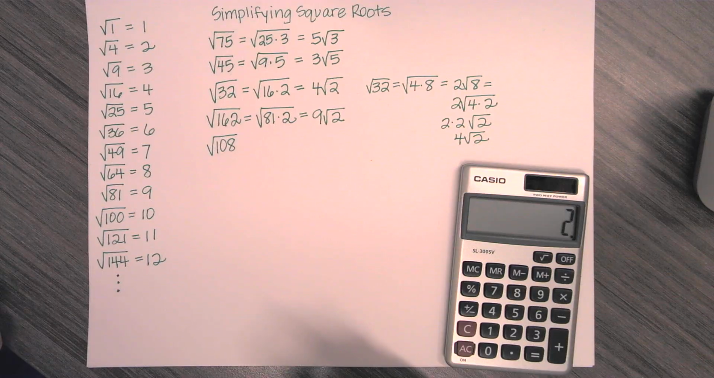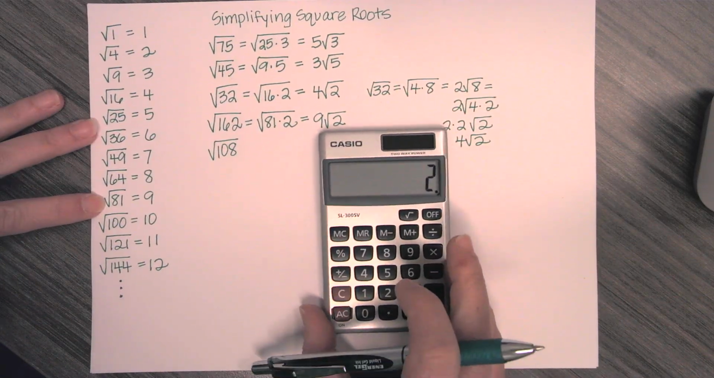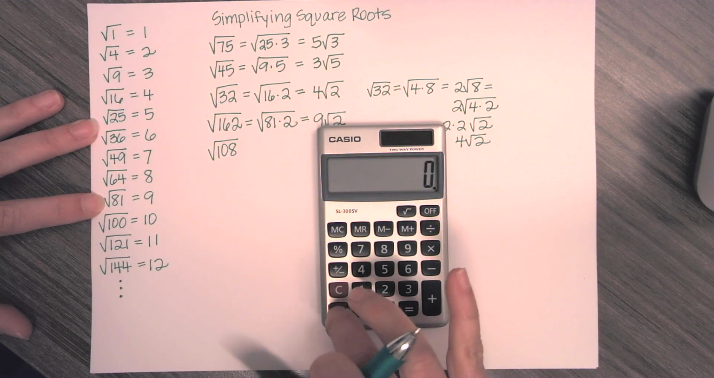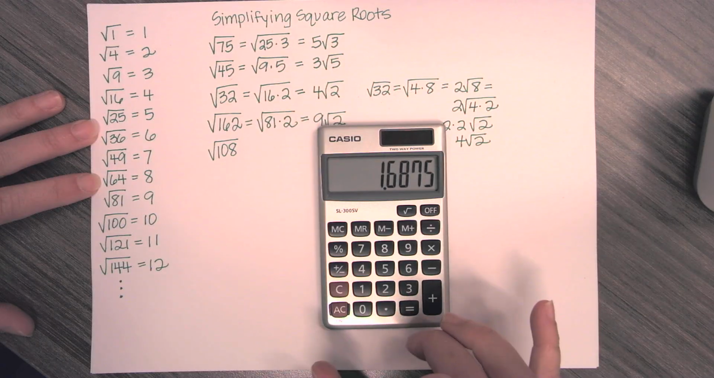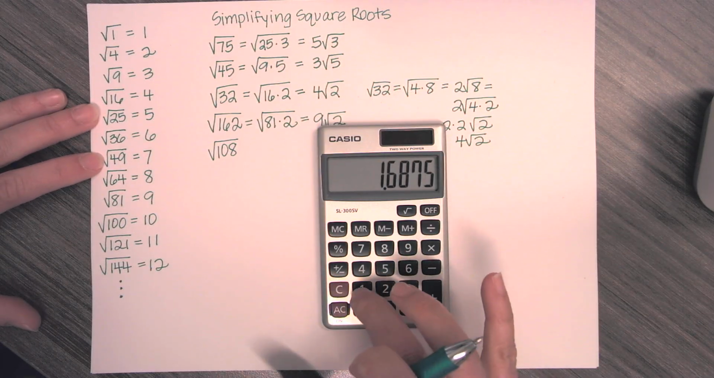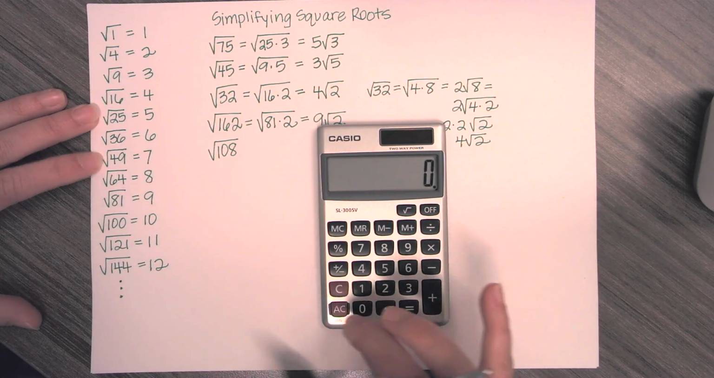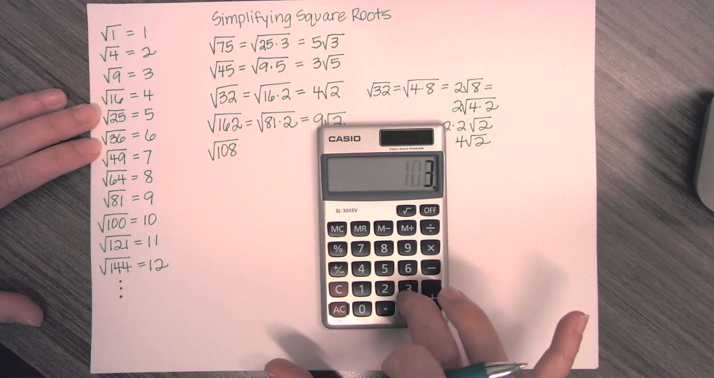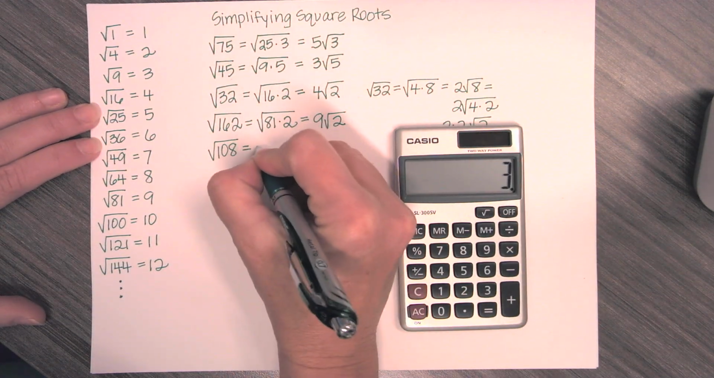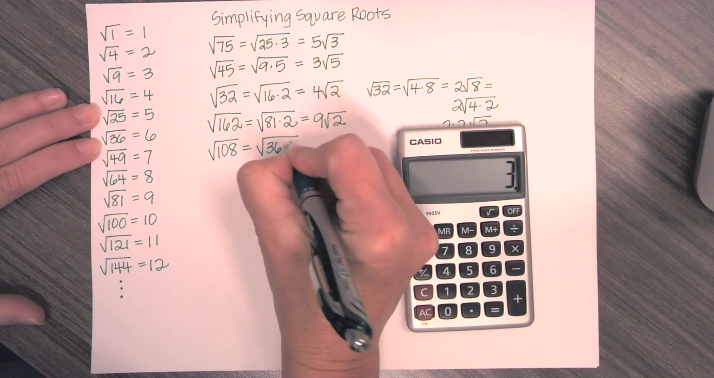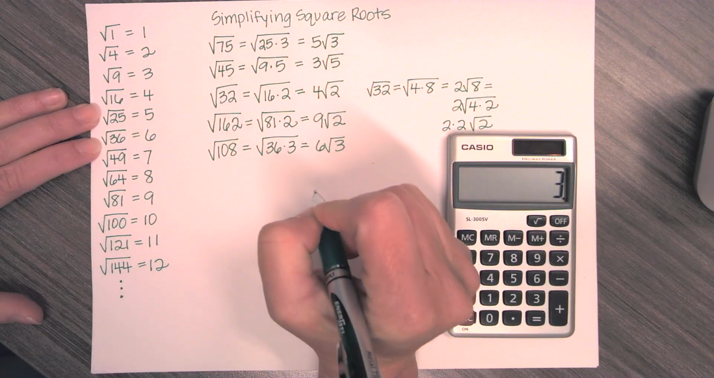Here's another one, 108. Again, start from the big numbers. 108 divided by 64. No. 108 divided by 49. No. 108 divided by 36. Yes, 36 goes 3 times. So we can break that down to 36 times 3, and we get 6 square roots of 3.